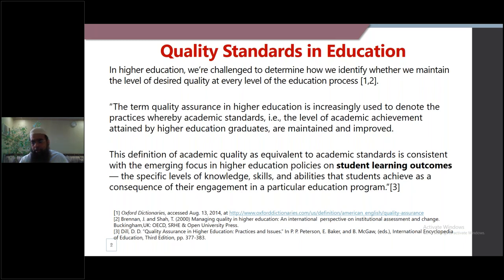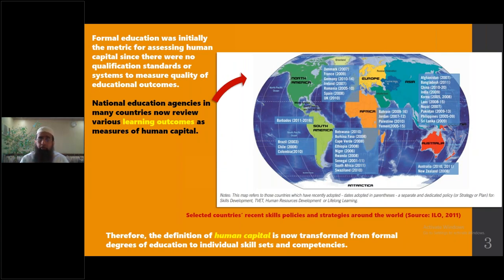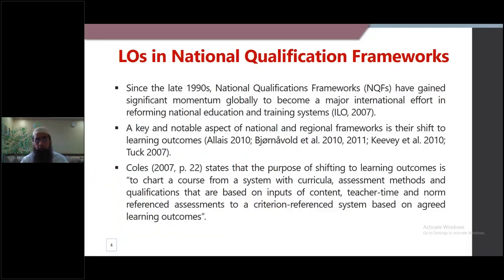Whether it's agriculture or natural resources, capital is now redefined. It's human capital, it's skilled labor. A more thriving economy means better conditions for living, health, and environment. Looking into that human capital, it has now transformed from formal degrees of education to skill sets and competencies. And you see this global map here by the International Labor Organization; a lot of countries have shifted to these new standards. And that's what we're going to talk about and go into why learning outcomes are so important.